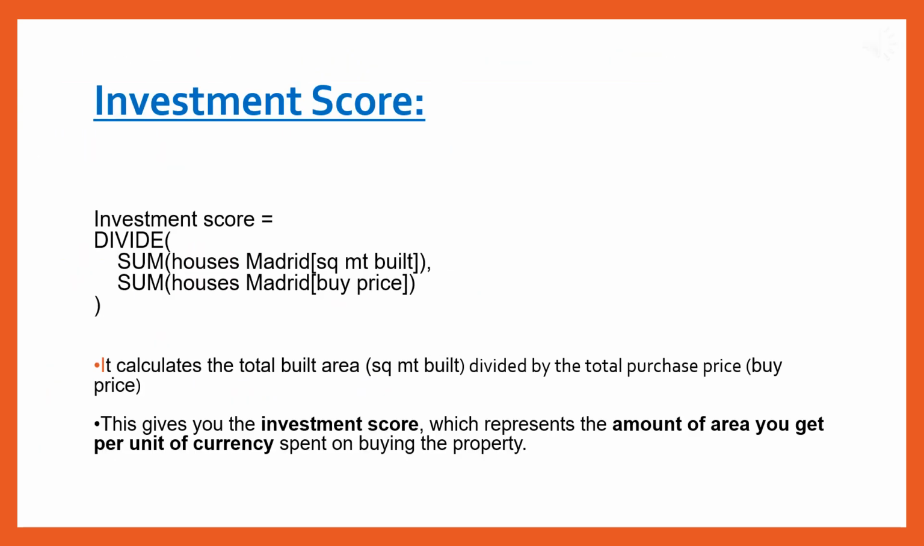Investment score. On the basis of this, we will rank properties. So first of all, in this formula, we will sum all the square meter build, then we will sum the buy price, then we will divide square meter build by price, which will give us the investment score formula. Investment score represents the amount of area you get per unit of currency spent on buying the property.